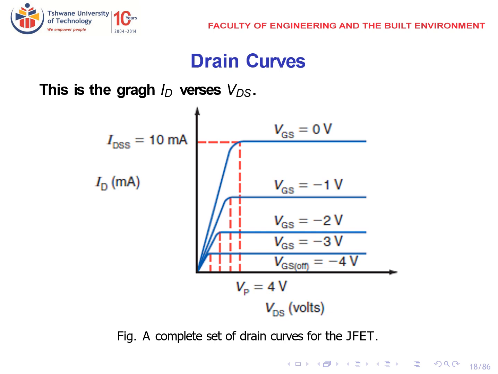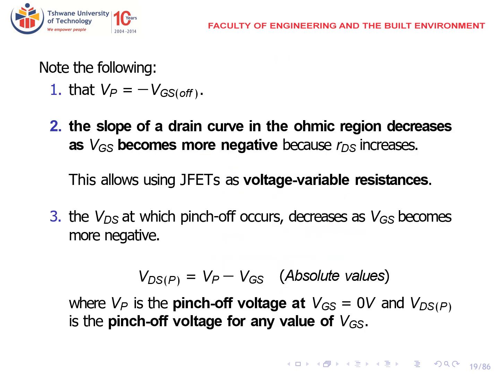Drain curves. This is the graph of ID versus VDS. So we get the maximum IDSS when VGS is equal to 0. As we apply a negative voltage, VGS of minus 1, our ID value drops. We have a lower value of ID at VGS of minus 2, ID is less and less until we get ID of 0. This is when we supply minus 4 in this circuit. So it means that minus 4 is our VGS(off), the voltage that would cause ID to be equal to 0.